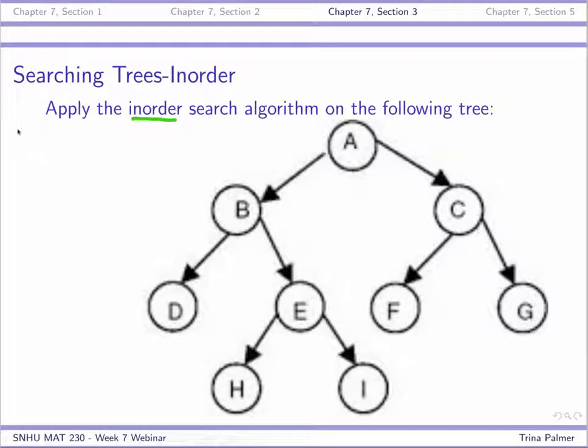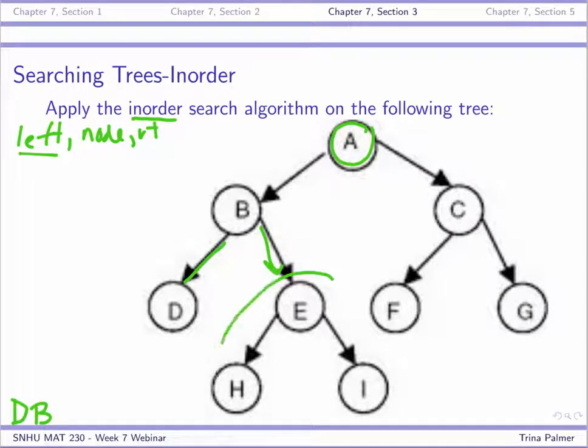Okay. So in-order search is left, node, right. So again, you think about starting at the top, but I can't start there. I need to go all the way left. So if I go all the way left, I'm at D. And then it says, so I went left, all the way left. Now I'm going to go back up to my node, so to B, and I'm going to go right of B. But when I go right of B, I have a new tree.